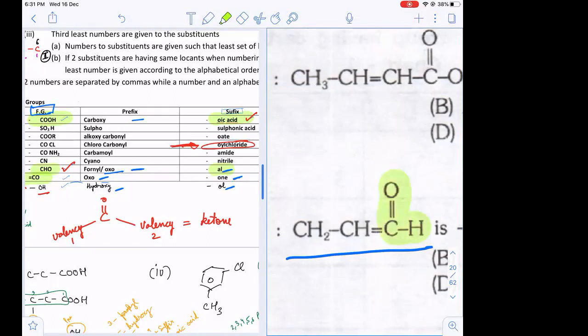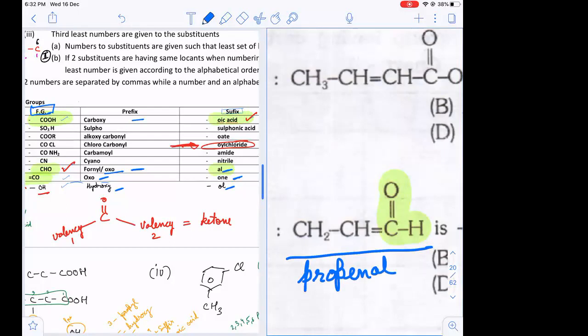The suffix is -al. Okay, please name it. Propene-2-al? No. Propinal? So propene-al. No. Propinal? Yes. Propanal. You are correct. Prop-an-al.